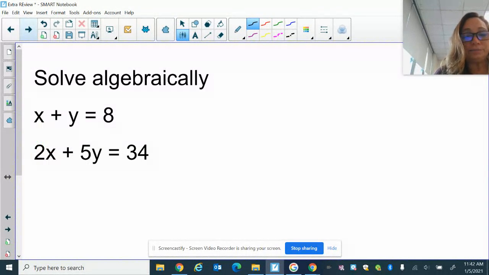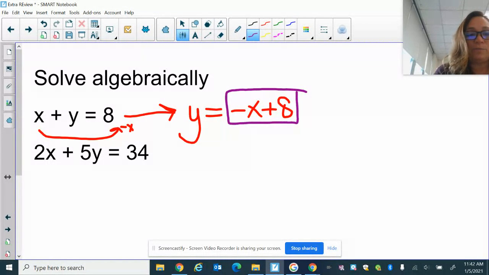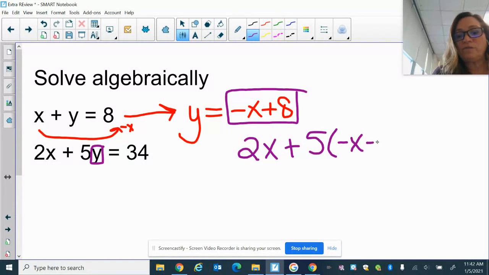Okay, so solve algebraically. I could use elimination. That would work well if I multiplied the top by, say, a -2 or the top by, say, a -5. But I'm going to do substitution just to show you another method. So I'm going to solve this for y, and I would get y equals -x plus 8 because I'm moving the 8 to the other side, therefore I have to use an inverse. Okay, so now I'm going to take this expression and replace the y with it. So now I'm going to create a single equation with only one variable, which is sort of like my first goal.